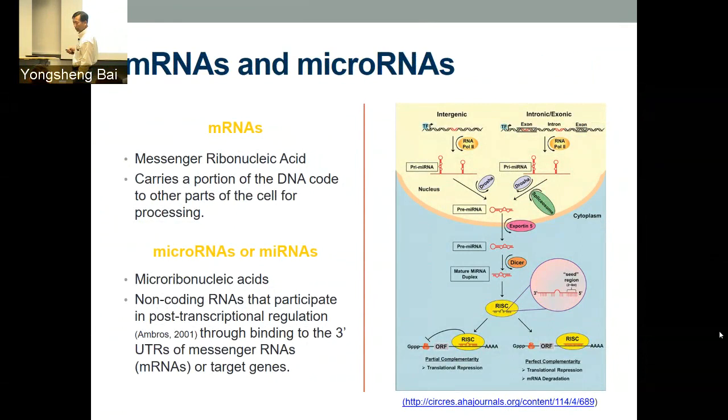The one that is kept will form what is called the RNA-induced silencing complex. This one has a seed region, and they bind to the three prime UTR to play its function. Sometimes, with partial complementarity, it will cause translational repression of the mRNA. And if it is a perfect complementarity, sometimes it does mRNA degradation, so the mRNA will never be translated.